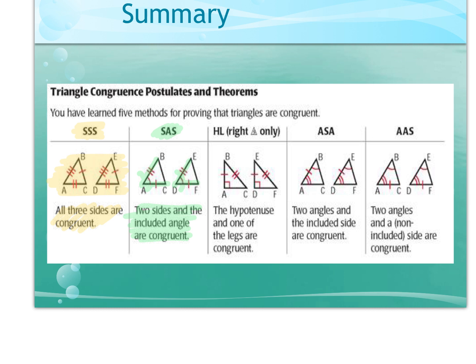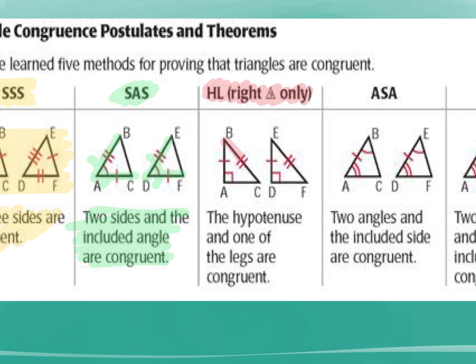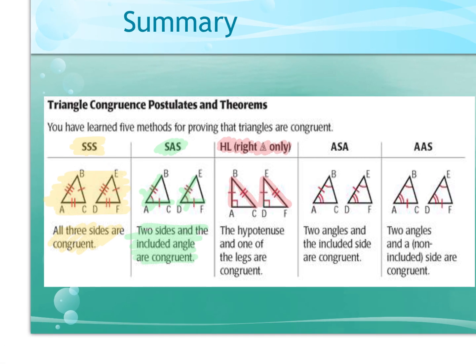When I go to the third one, you want to be able to think HL. First of all, you need to be thinking of a right triangle. You're going to need the hypotenuse in both cases, and you're going to need one of the other two legs. If you have that, then you have the HL theorem. When I go to angle, side, angle, again, you want to know what that looks like. You have an angle, another angle, and the included side. Angle, angle, included side. And understand and know what that means to you.